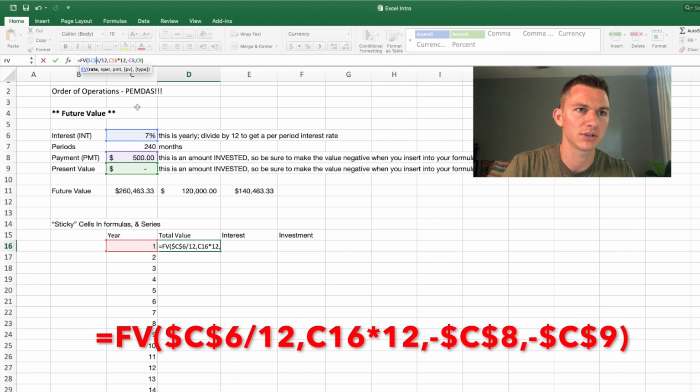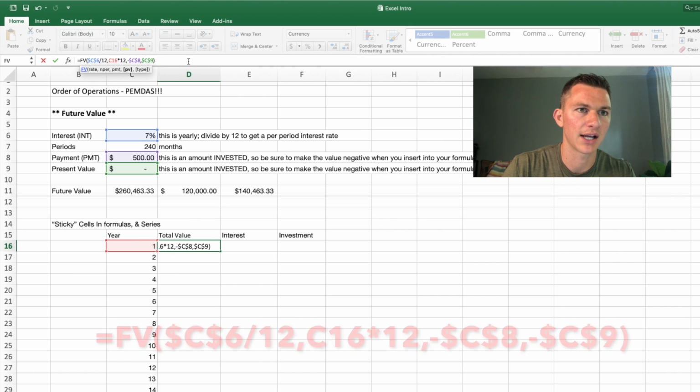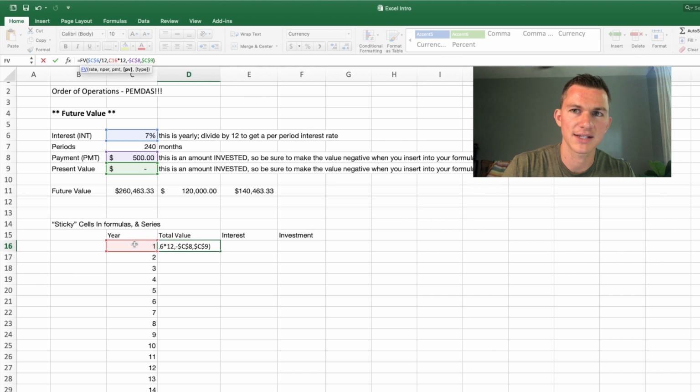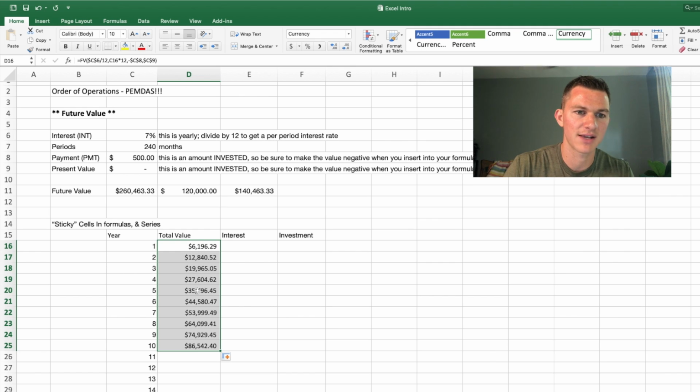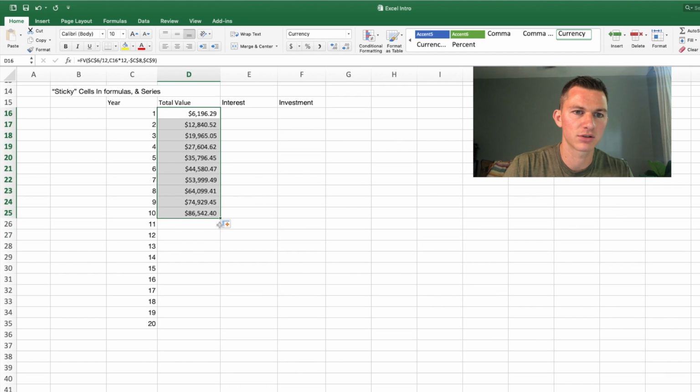I need purple to stick. That's the payment, $C$8. I also need the green to stick, $C$9. I don't want red to stick because when I drag this down, I want red to go with it. Same answer. Now watch what happens. Boom. That's more like it. That's more realistic. Look, 6, 12, 19, 27, 35, 44. That's going up more like it.